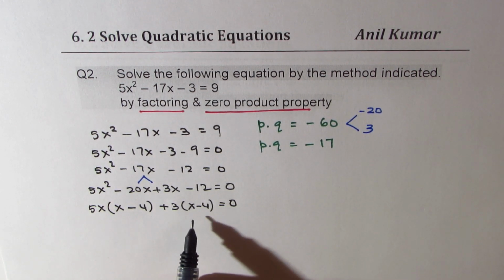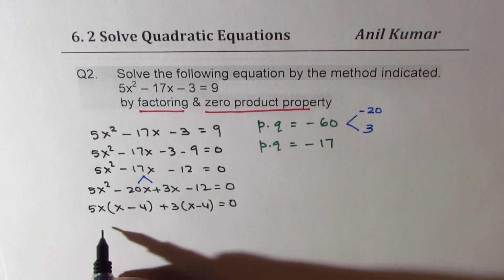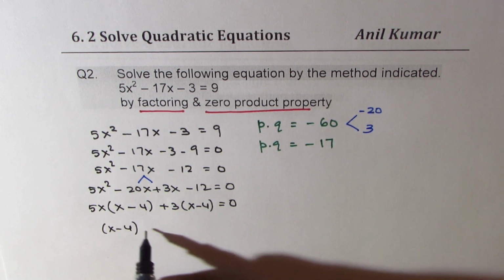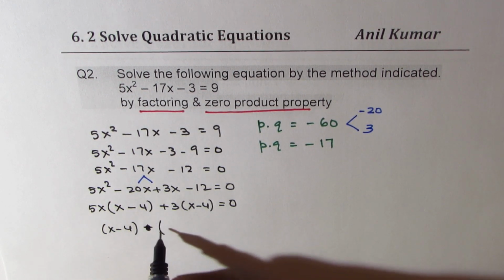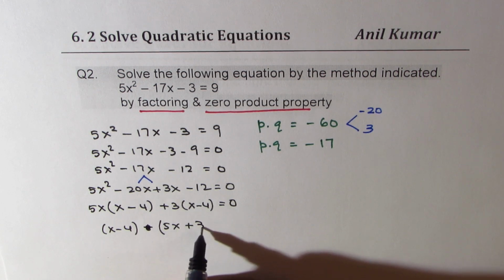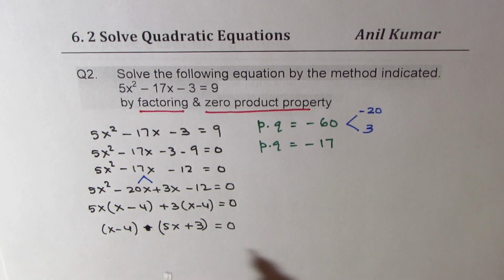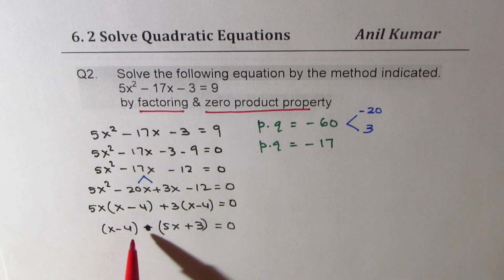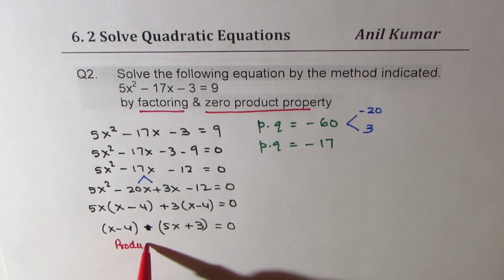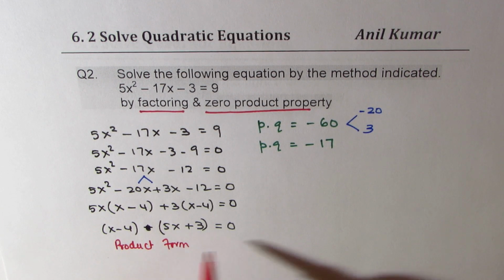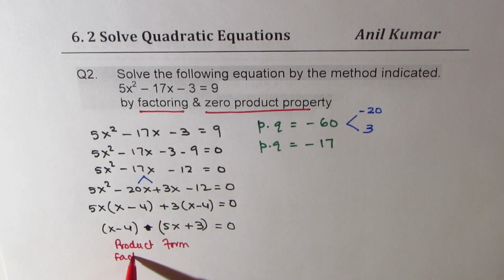Now if you don't get that, that means you've made a mistake. This is very critical. Now x minus 4 is a common factor. So when you take x minus 4, you're left with 5x plus 3 equals to 0. So we have done the first part, which is factoring. So at this stage, we are writing sum and difference as product, right? So this is called factoring. So this is the product form. So we have done the factoring, correct?